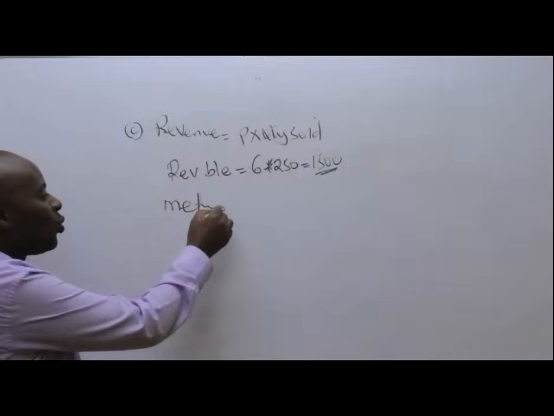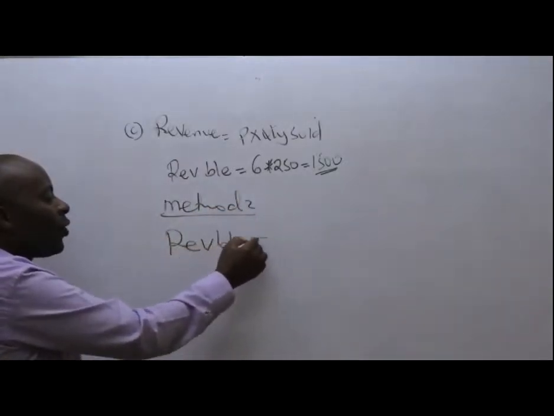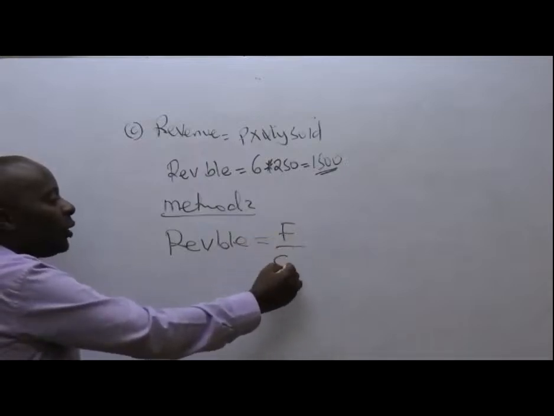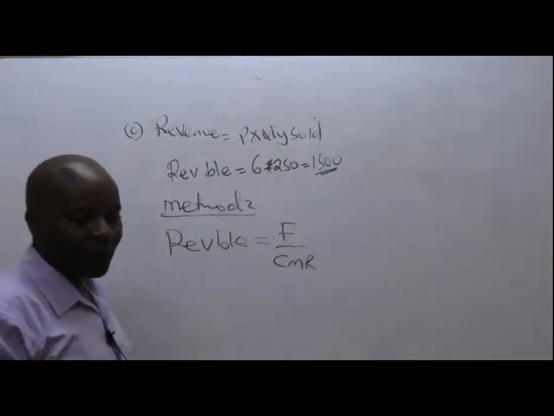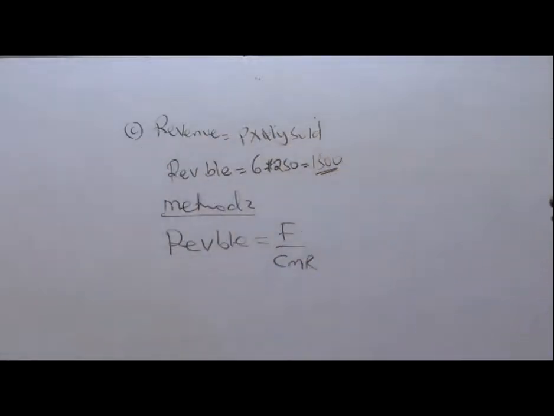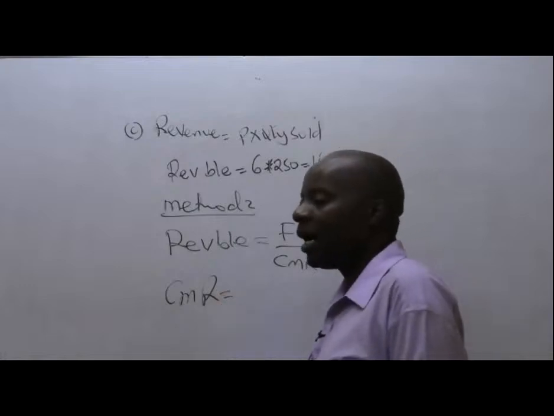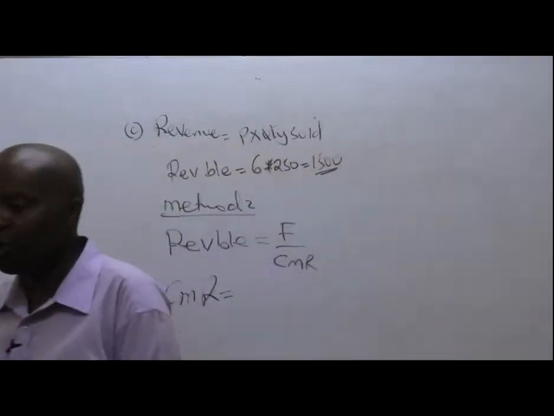One of the ways that I would imagine some students could have used is this one, which tells us that revenue break even equals fixed costs over CMR. Very powerful tool. Revenue break even equals fixed costs all over CMR. Ladies and gentlemen, if you're writing this, could you kindly note that CMR is contribution margin ratio?